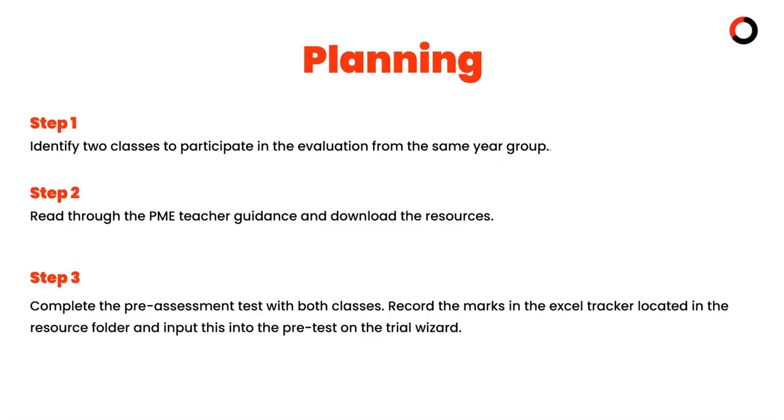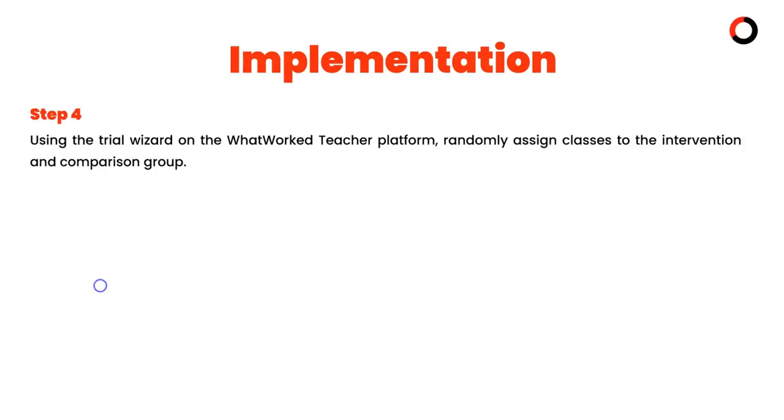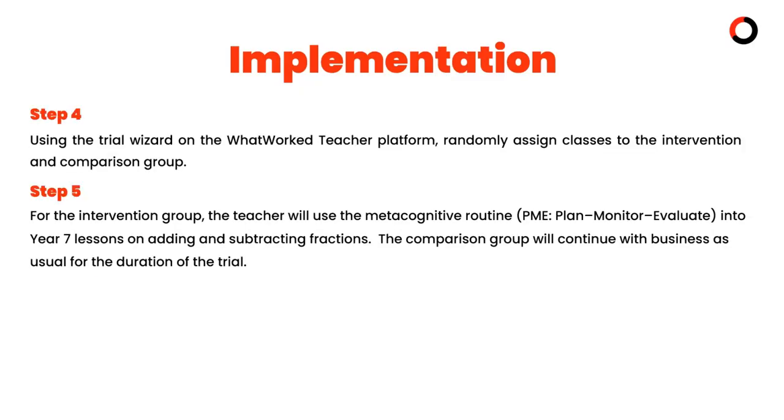As you're using class level data, it helps if one teacher reads out the scores while the other teacher inputs this into the platform. Step 4. Using the trial wizard on the What Worked Teachers platform, randomly assign the classes to intervention and the comparison group. Please make sure that you record the allocation onto your Excel tracker.